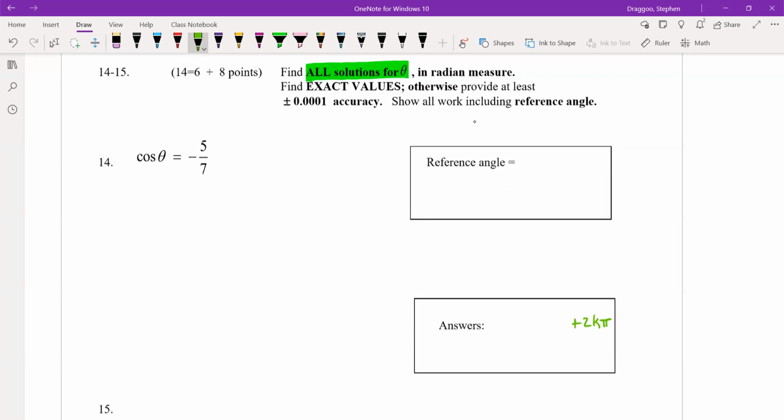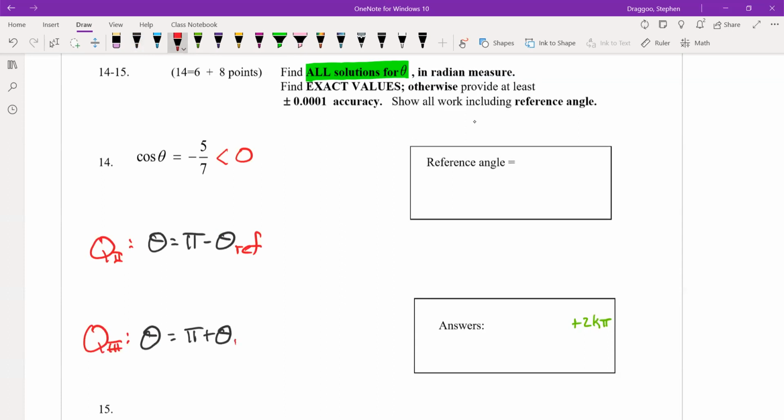So starting off with the cosine of theta being equal to -5/7. In particular, pointing out that cosine is equal to a number that is less than 0, so I want to find solutions that are in quadrants 2 and 3. In quadrant 2, my solution angle is equal to pi minus some reference angle. And in quadrant 3, my solution angle is equal to pi plus some reference angle.